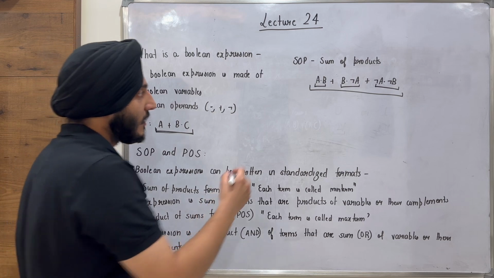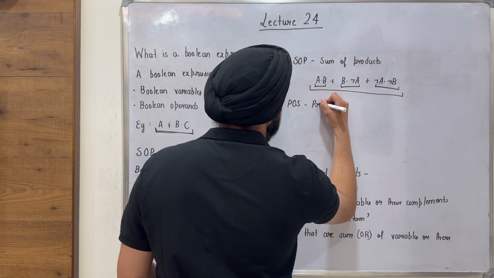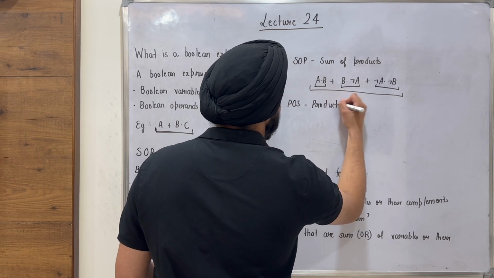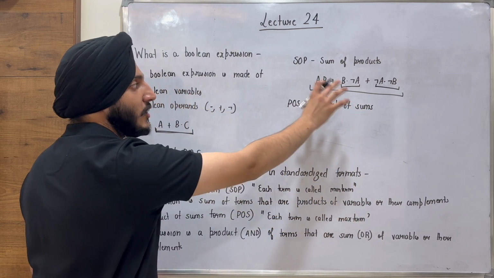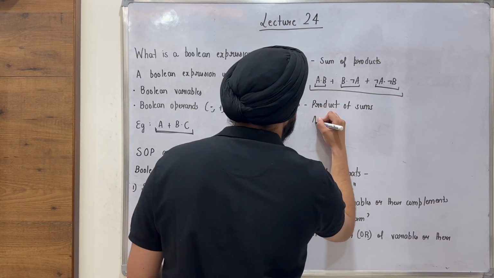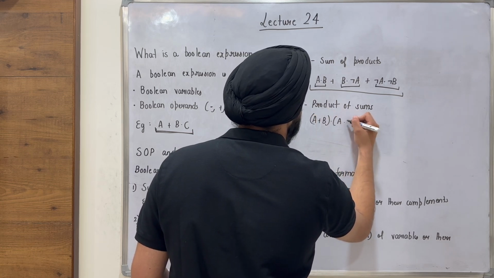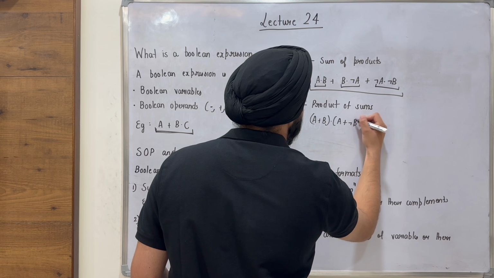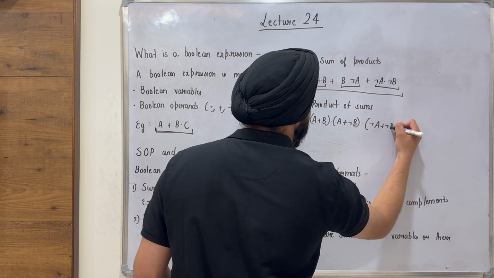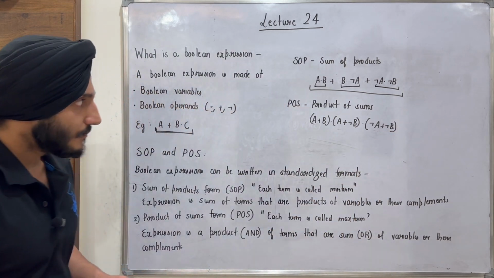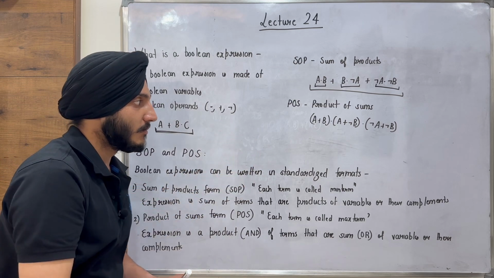Second one is the POS form, which is the product of sums form. So if I take a look at it, product of sums is basically just the opposite of it, right? So let's say I have a plus b dot product with a plus negation of b dot with negation of a plus negation of b, right? So I hope you understand what is the sum of products and the product of sums form.